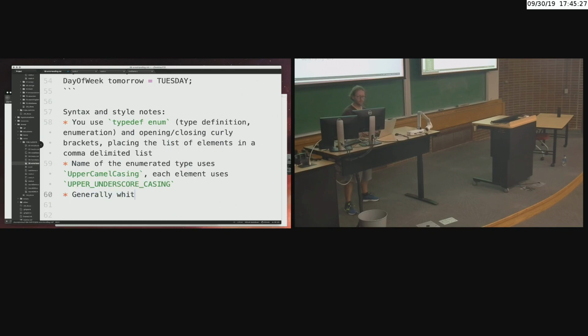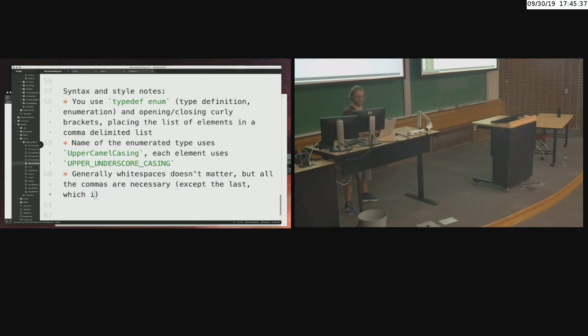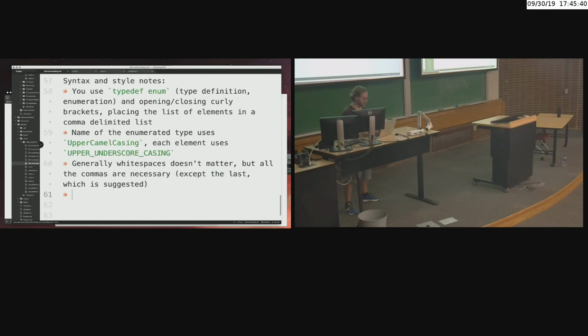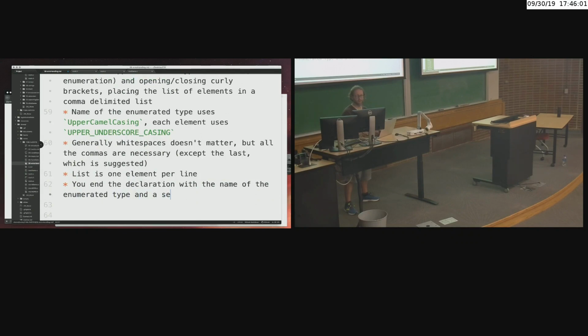Generally, white space doesn't matter, but all the commas are necessary, except the last, which is suggested. Usually the list is one element per line, so a vertical list basically, and you end the declaration with the name of the enumerated type and a semicolon, because it is a declaration.